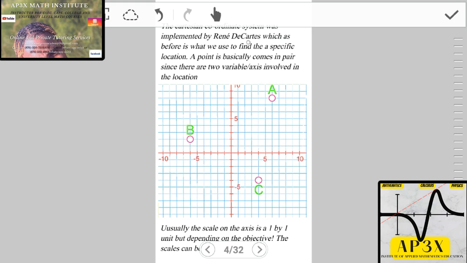Now, a point basically comes in a pair. And since there are two variables involved with you labeling or identifying a point, then basically you must plot on the Cartesian plane the x value first, whatever that value is. It will tell you the direction, followed by the y value.